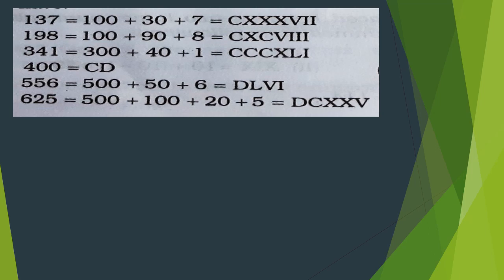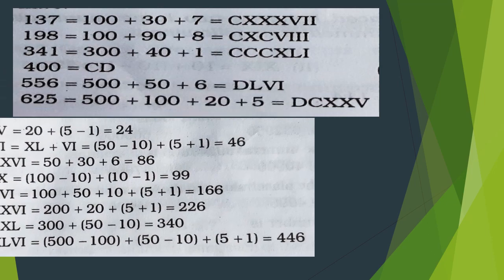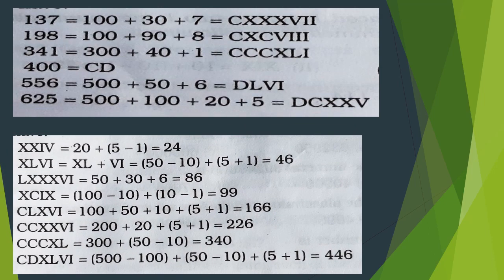Similarly, we can write 198, 341, 400, 556, 625, and so on. 625 can be broken up as 500, 120, and 5. We are breaking it in such a way that we can find the symbols easily. Like for 500 we have D, then for 100 we have C, for 20 we have double X, and for 5 we have V.